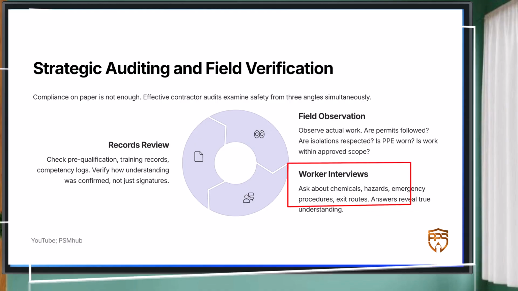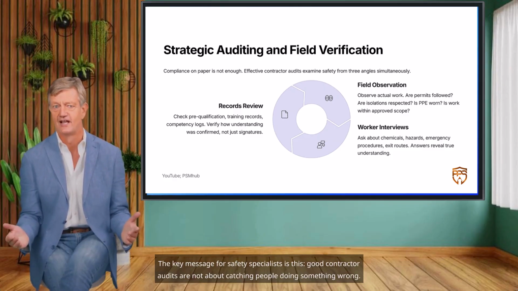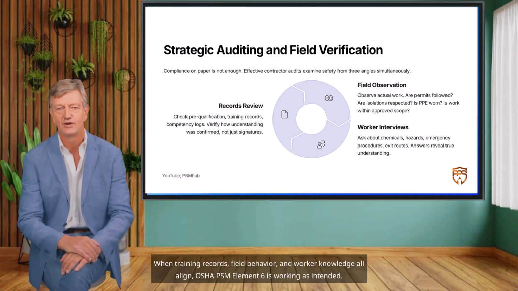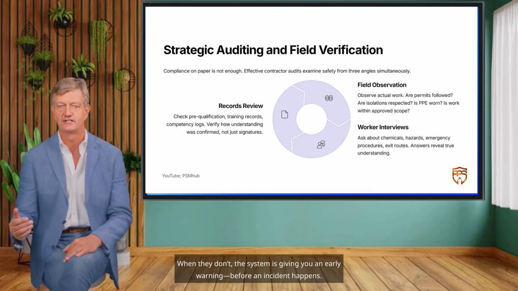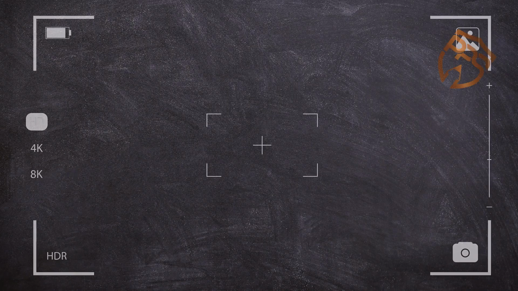The key message for safety specialists is this: good contractor audits are not about catching people doing something wrong. They are about confirming real understanding. When training records, field behavior, and worker knowledge all align, OSHA PSM Element 6 is working as intended. When they don't, the system is giving you an early warning before an incident happens.